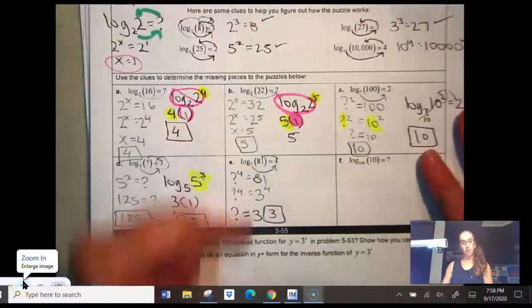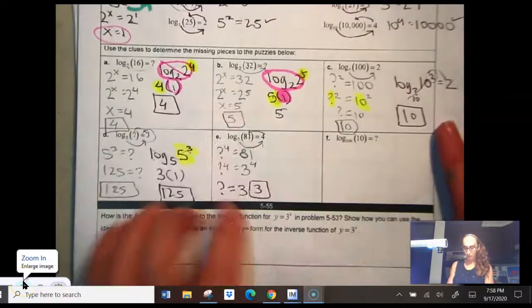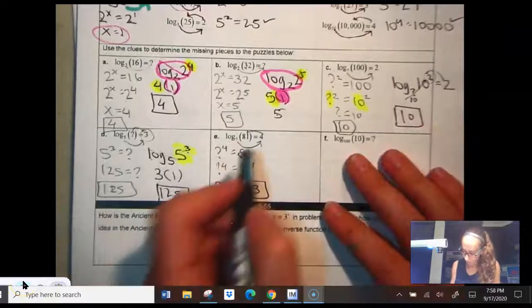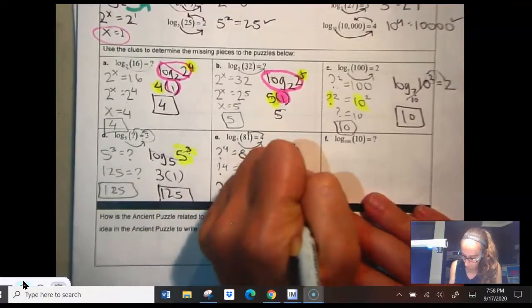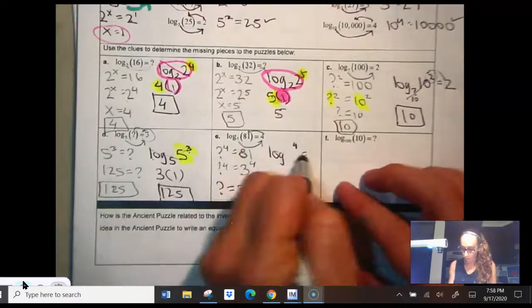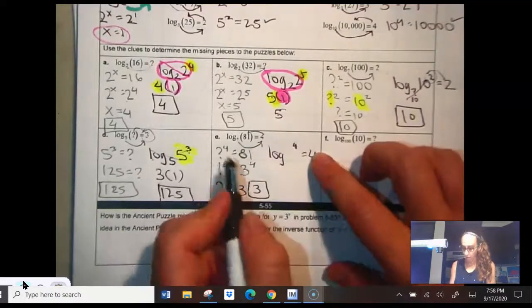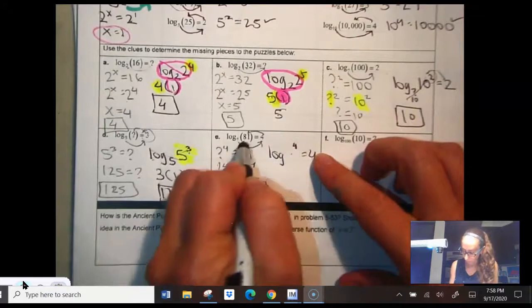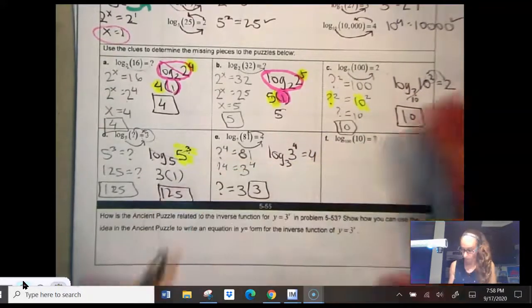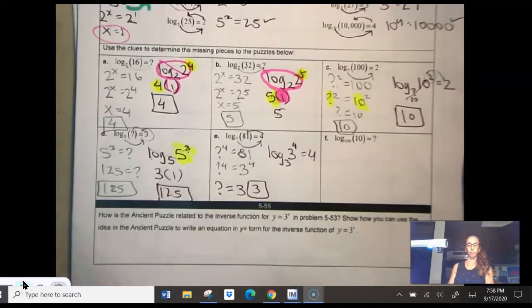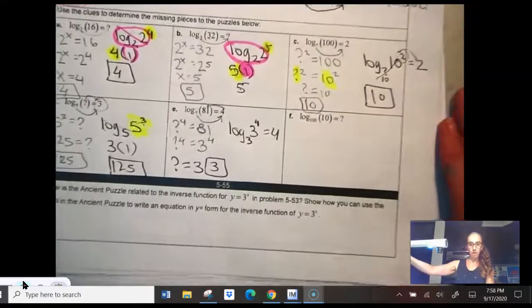So I got cut off on the last video, so here's what ended up. Hopefully it makes sense. So now I've got to go, okay, I know that I have to get something to the fourth power so that the 4 can cancel. So I have to think, what to the fourth power is 81? That's 3. Oh, so that means that question mark is a 3. There's your answer.